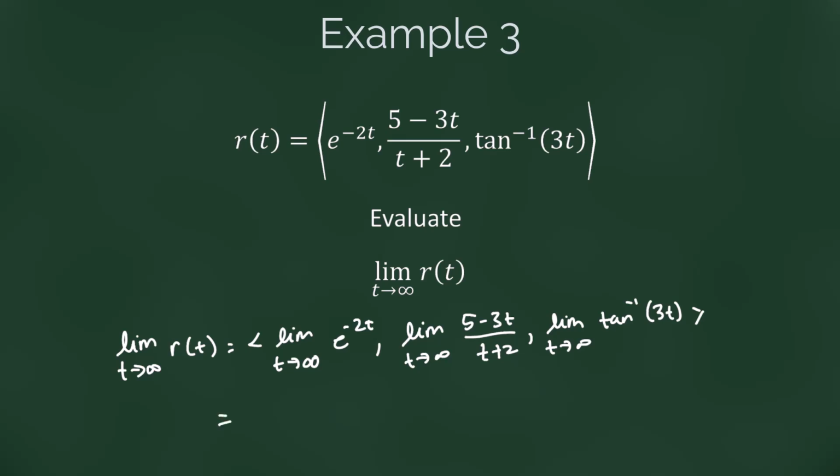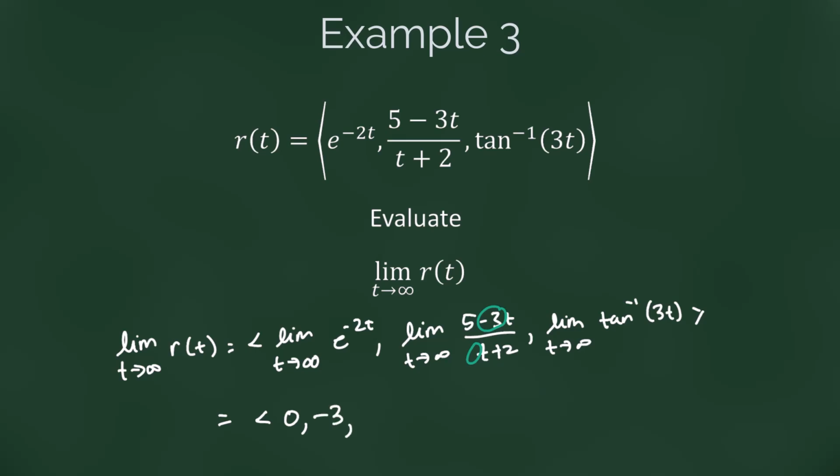Well, that first limit is exponential decay, which means that as t goes to infinity, e to the negative 2t approaches 0. The second function is a rational function. As t goes to infinity, we're looking for our horizontal asymptote, and we can recall that that means we can take the coefficients of the higher powered terms. So we're looking at the negative 3t and the 1 in front of t, and so our limit there is negative 3.